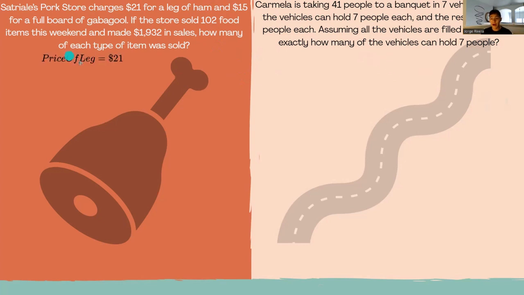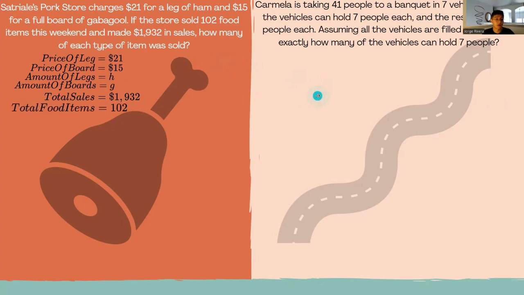All right, so we're going to define some variables. Something that's very important when dealing with word problems is that we want to define variables and we want to define logic. So the price of a leg is $21. The price of an actual board of gabagool is $15, and the amount of legs we're going to set equal to h, and the amount of boards is going to be equal to g. And these are just arbitrary variables that we're going to set up. So total sales are going to be 1,932, and the total food items that were sold are going to be 102. These are just things that we take from the actual question.